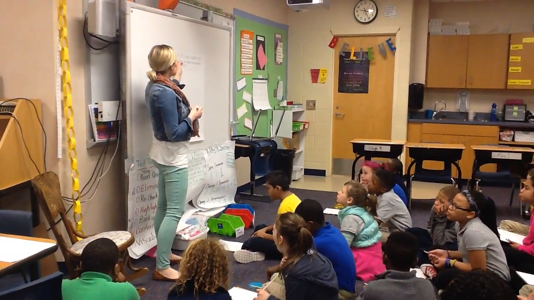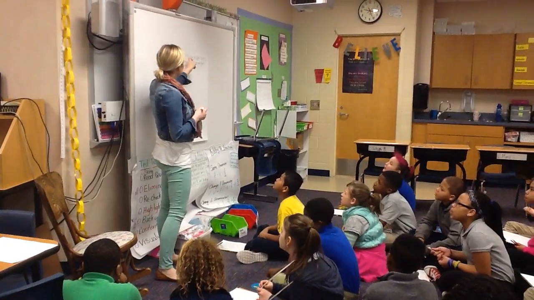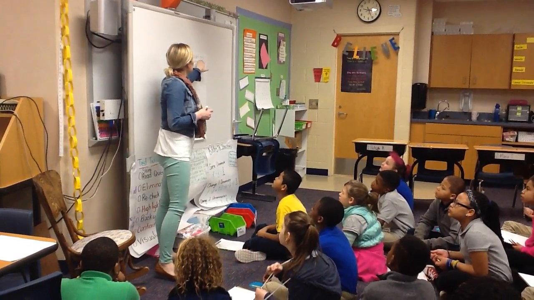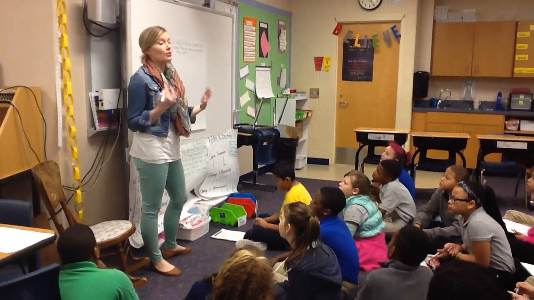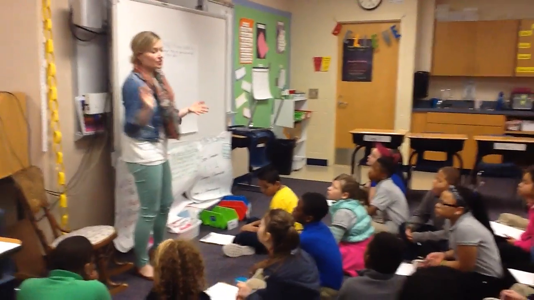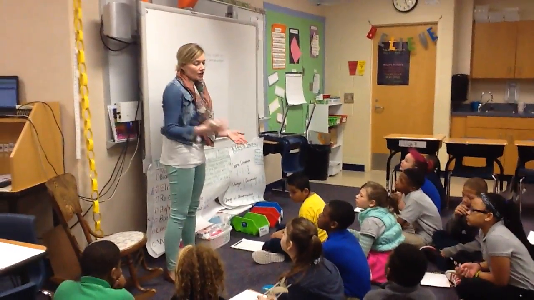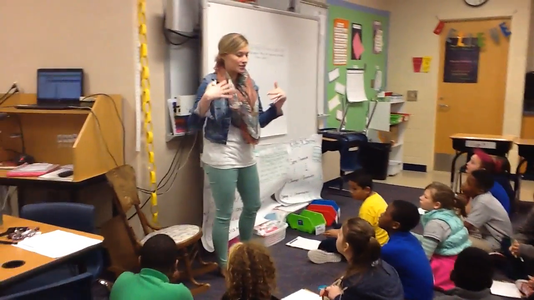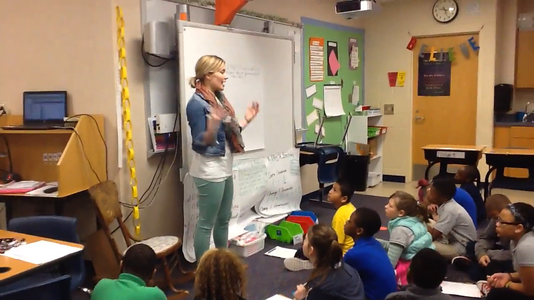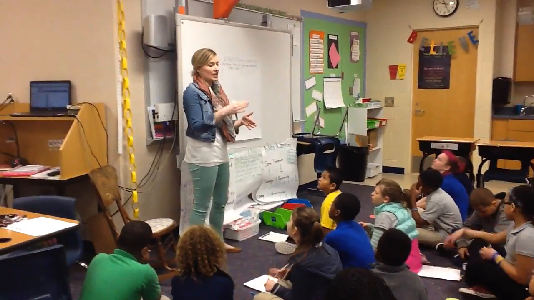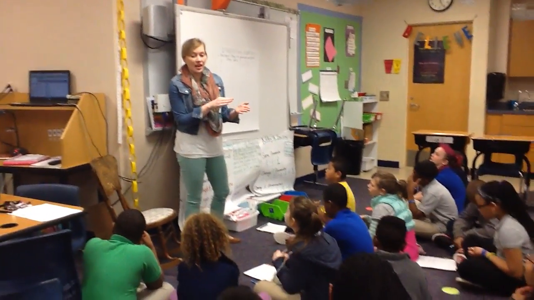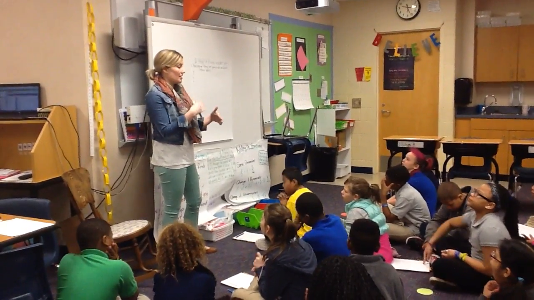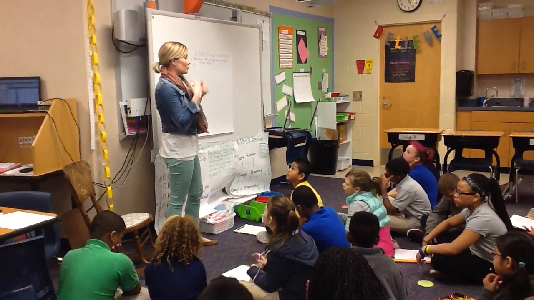Go ahead and read. What's the title of this chart? 6 things a fluent reader does. Now we already know that a fluent reader doesn't read like a robot. We already know that a fluent reader reads smoothly and they have good accuracy so that they can better understand what they read. That's why fluency is important. The better fluency that we have, the more we can comprehend and understand what we have read.